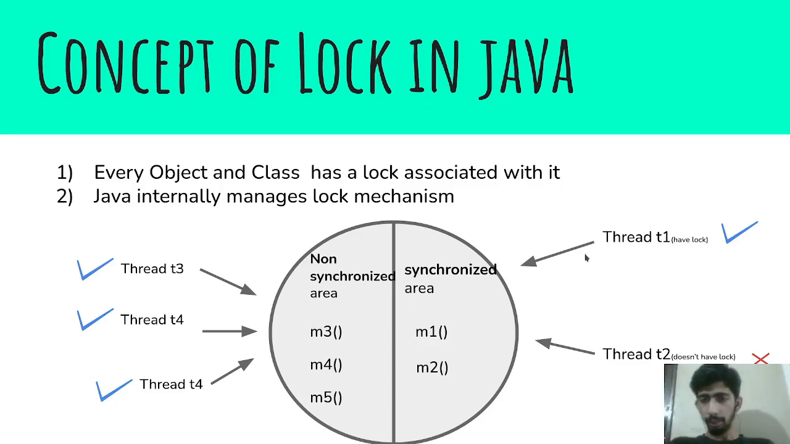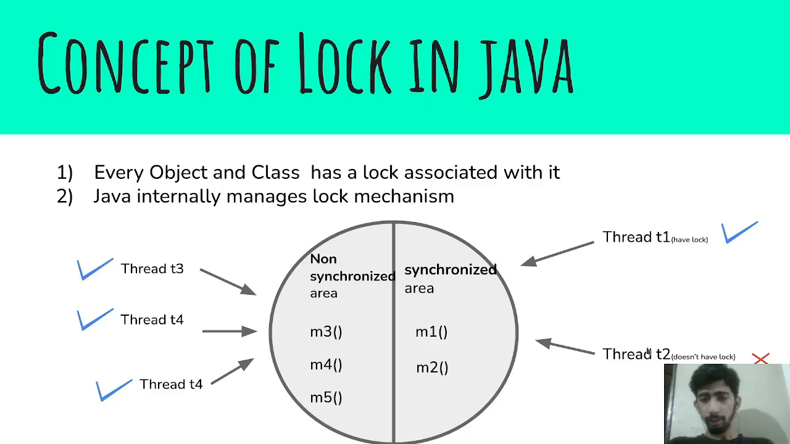Then, if these two threads try to access the synchronized area, the first thread which accesses it gets the lock of this area and will be able to call the m1 or m2 method on this. But at the same time, if a thread t2 tries to access this area, it won't have the lock, as it is currently in possession of thread t1.